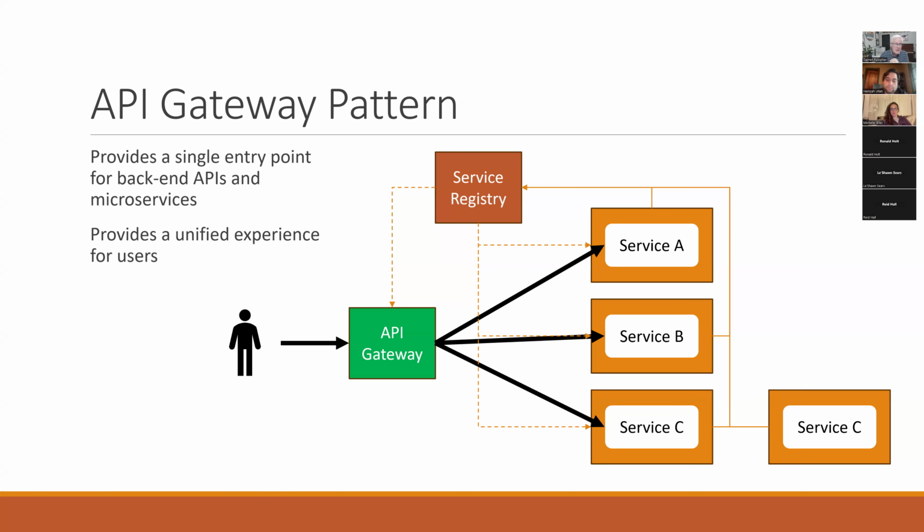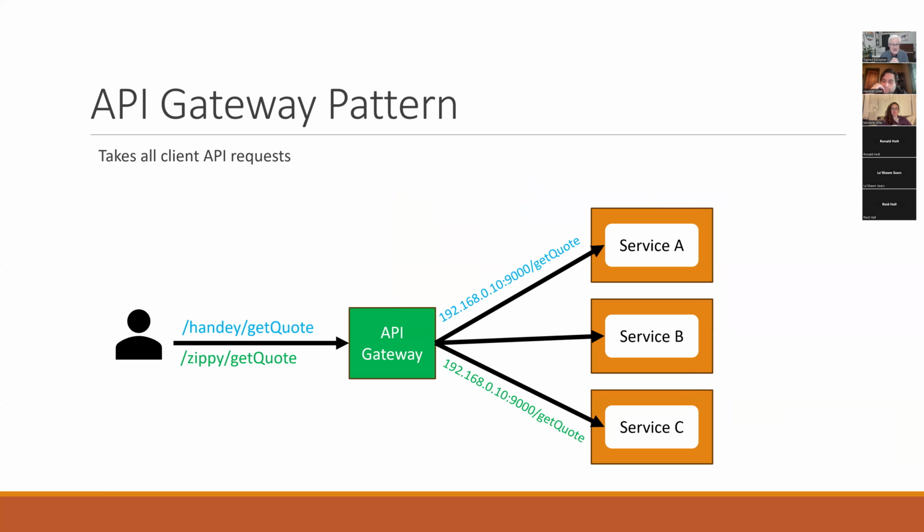Okay, so the next thing, and the way to look at it is this. Because the API gateway takes all of the API requests coming in, I have to take those API requests and route them to the appropriate microservice. So if I look at it in basic terms, let's say that I've got a quote system here, and I've got Handy Quote and Zippy Quote. Those are my two quote services. I can get a quote from Handy or I can get a quote from Zippy.